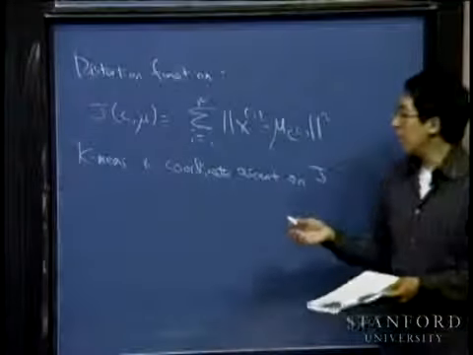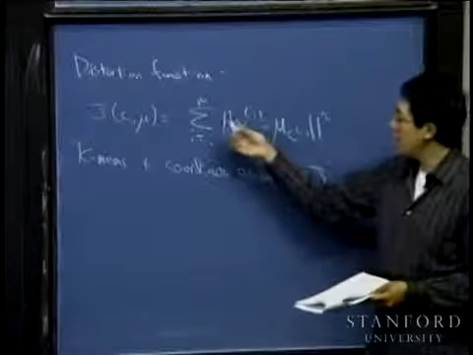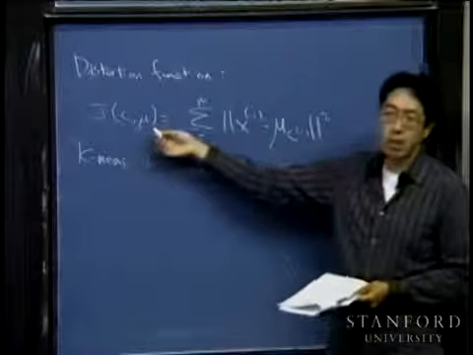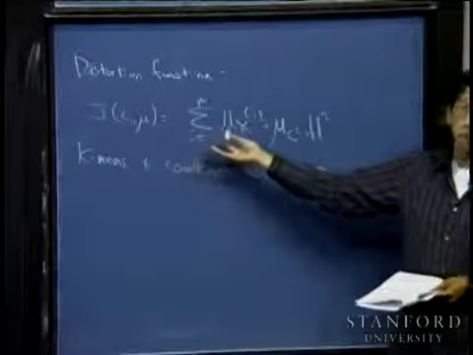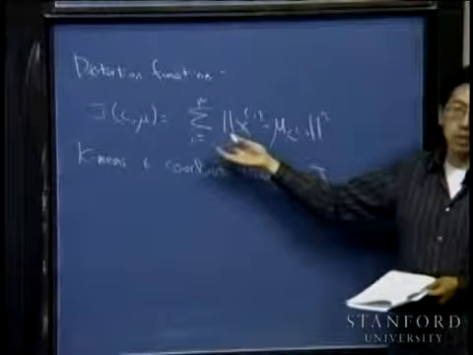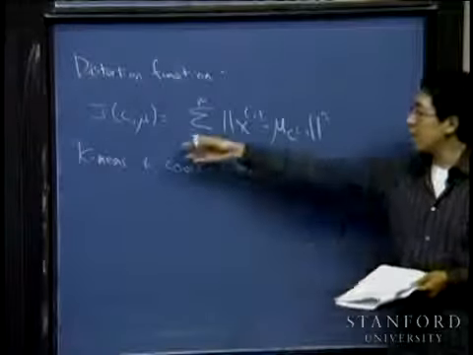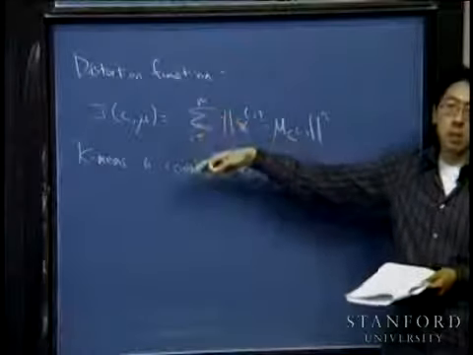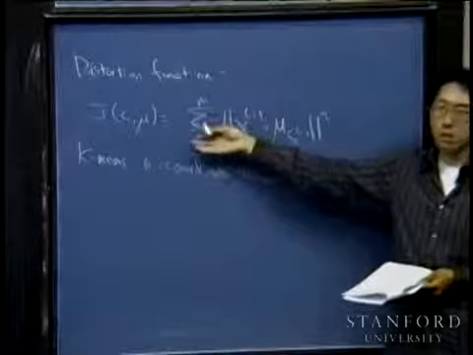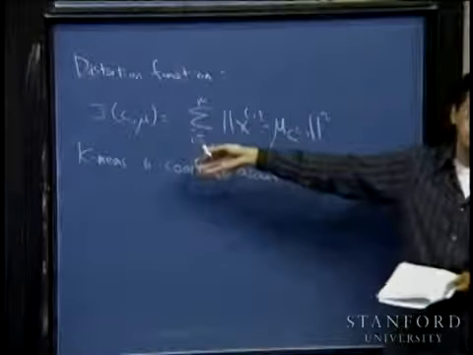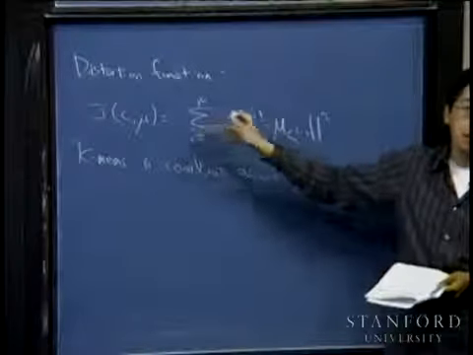And therefore, this function J of C, mu must be decreasing monotonically on every iteration. And so the sense in which k-means converges is that this function J of C, mu can only go down, and therefore this function will actually eventually converge in the sense that it will stop going down.